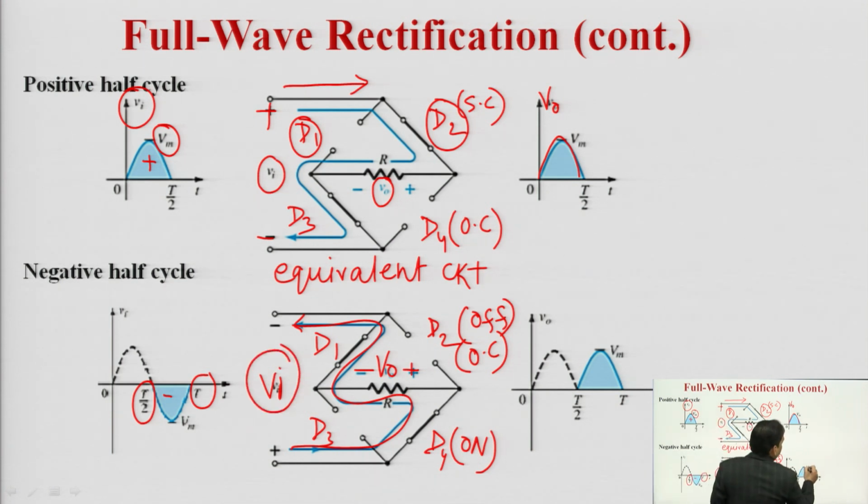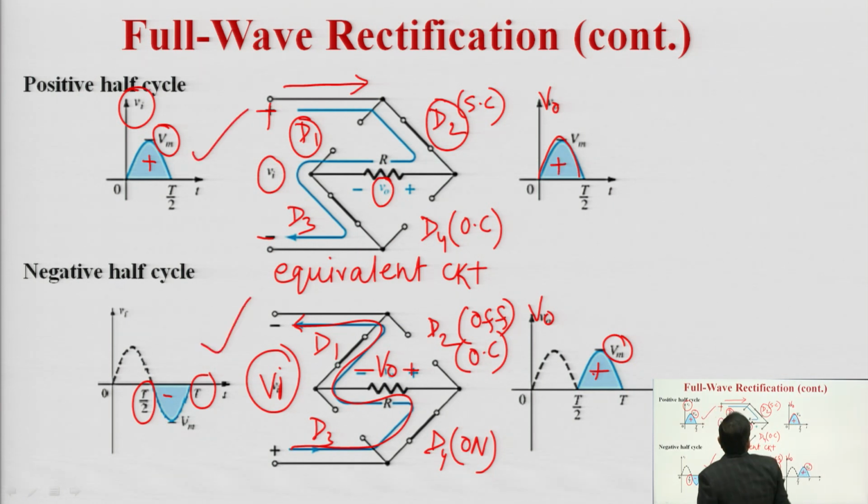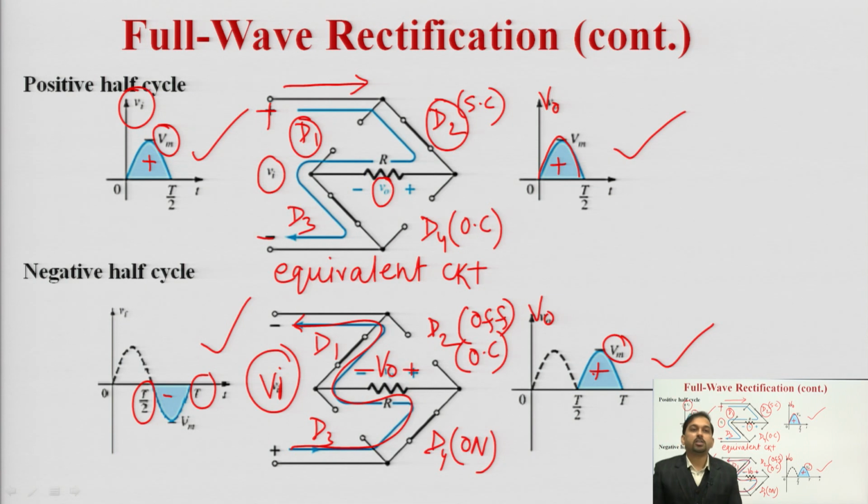Vi was Vm. We can clearly observe that during both cycles, during the positive half and during the negative half, we have positive peaks. Both the peaks are positive, meaning this kind of circuit converts a bidirectional current into a unidirectional one, or converts an AC alternating waveform into a pulsating DC waveform.